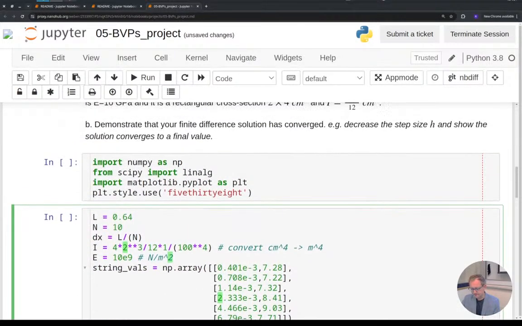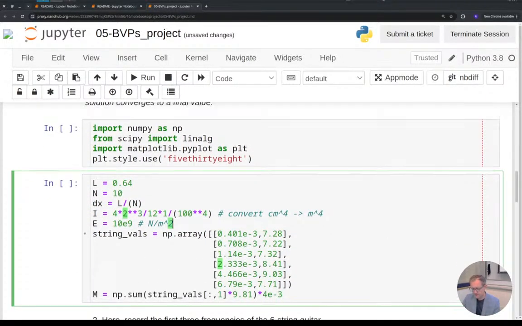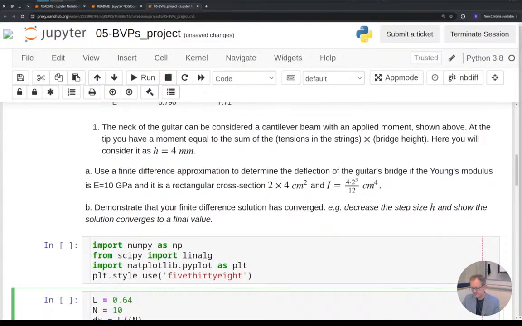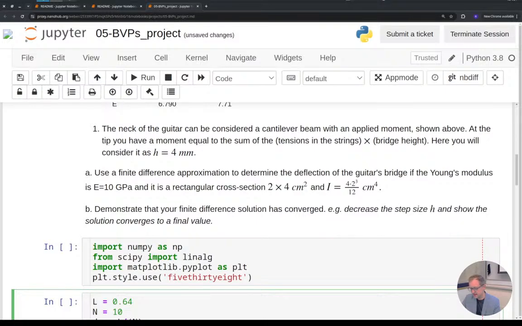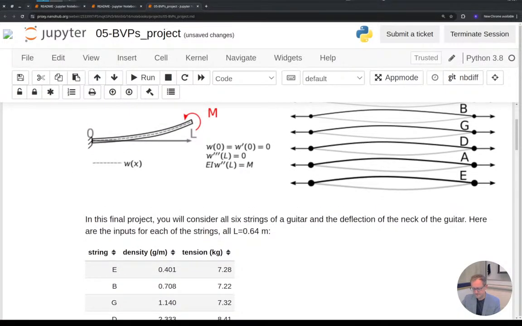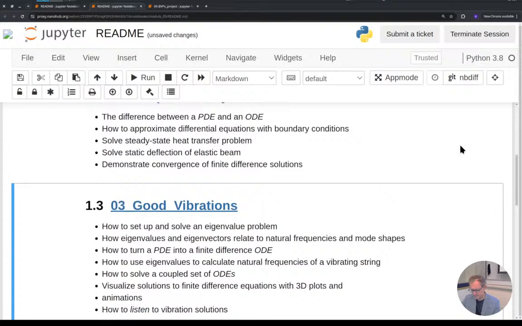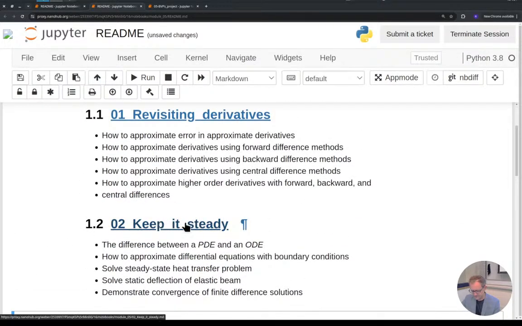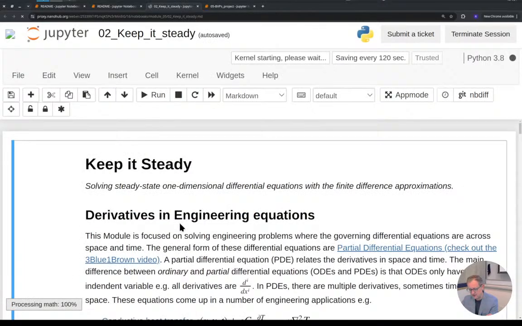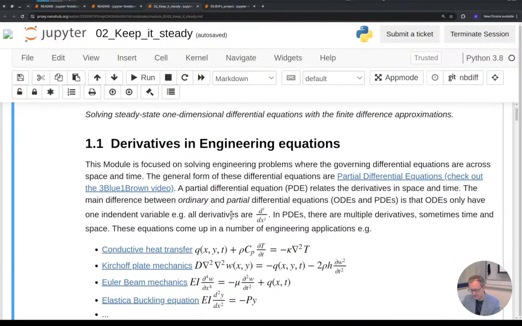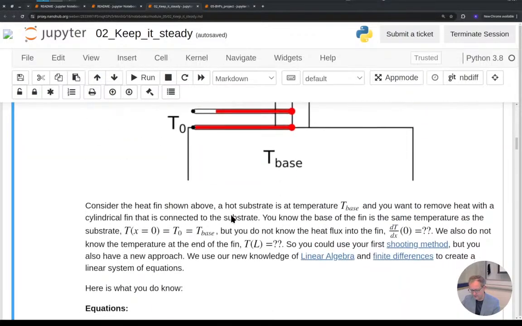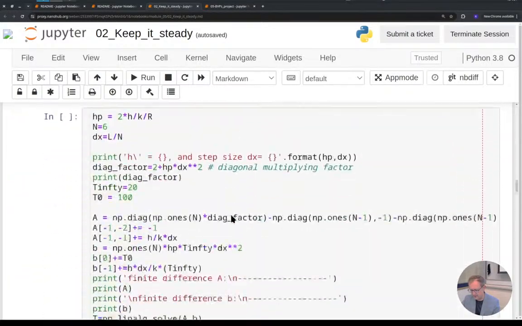All right. So I've got some setup for doing beam bending analysis. And this is the same kind of setup as the reading. I think the second reading kind of looks at this. Yeah, static deflection of an elastic beam. So we're modeling the neck of the guitar as a beam, and it's a cantilever. So it's fixed on one side, and then there's some kind of force applied on the other one.